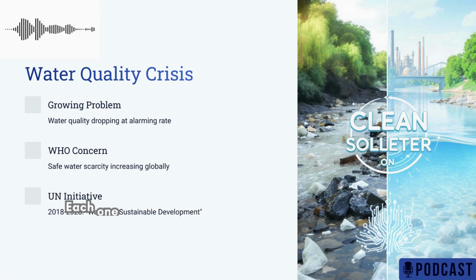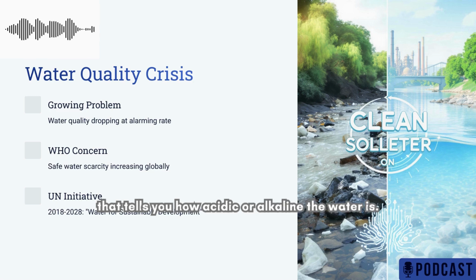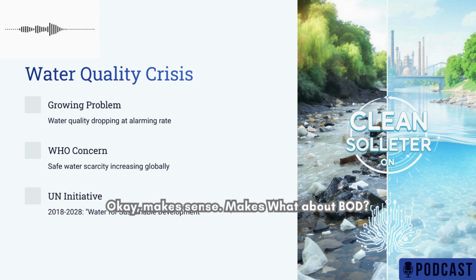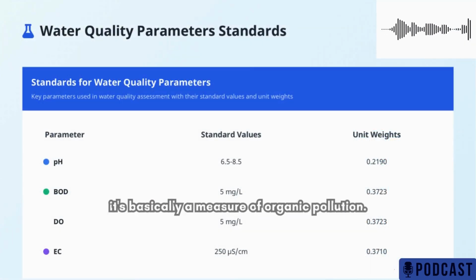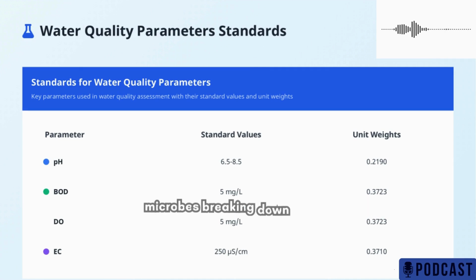Yeah, good question. Each one gives a different piece of the puzzle, right? So pH tells you how acidic or alkaline the water is. Really important because fish, other aquatic life, even our own health depends on a certain pH range. Think like the WHO suggests 6.5 to 8.5 usually. Okay, makes sense. What about BOD? BOD, biochemical oxygen demand, is basically a measure of organic pollution. It shows how much oxygen is getting used up by microbes breaking down waste. So a high BOD generally means more pollution.